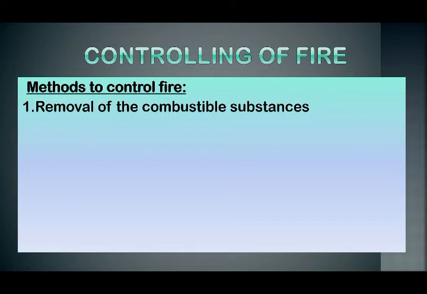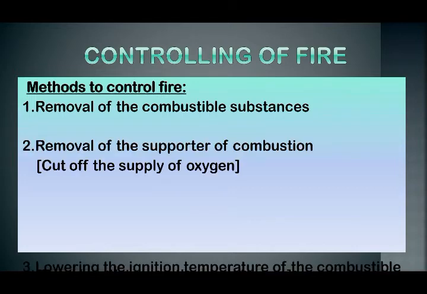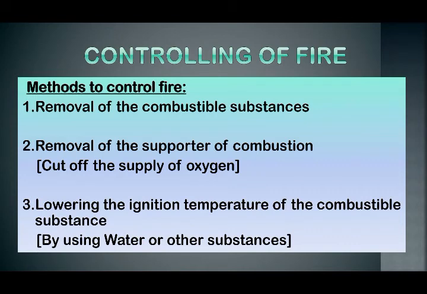The first method is removal of the combustible substance. If we remove the combustible substance from the place of fire, then it can be controlled. But it becomes very dangerous to remove the combustible substance during the fire. So let's see the next method which can be adopted.